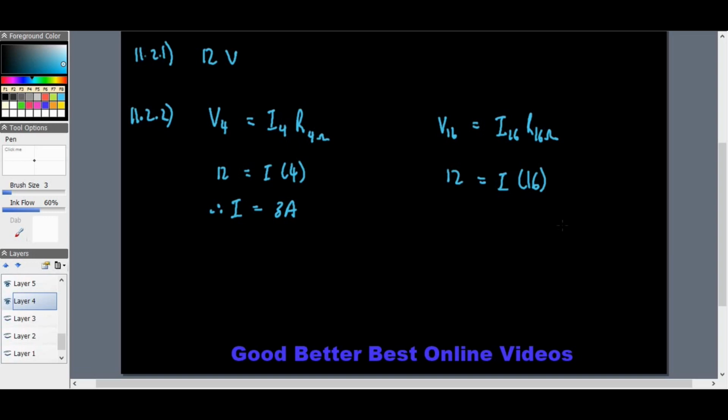Yeah, that's 3 over 4. So the current over here would be equal to 0.75, which is 3 over 4 amps. Then the current on the ammeter would obviously be the sum of these two together: 3 plus 0.75, which would therefore equal 3.75 amps.